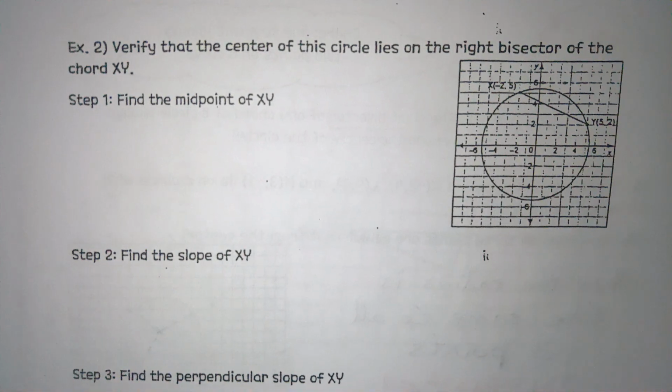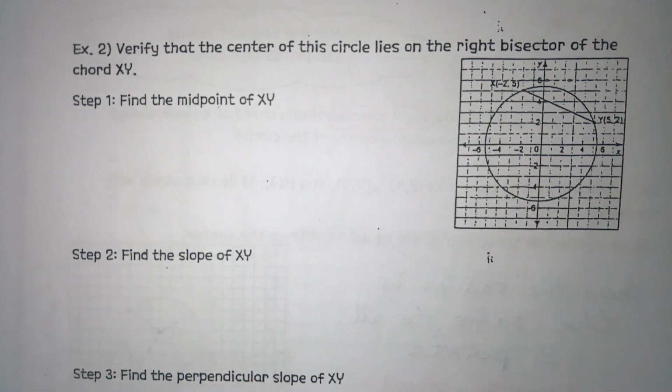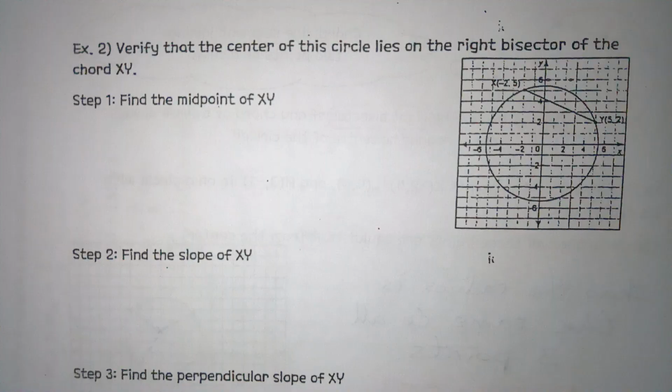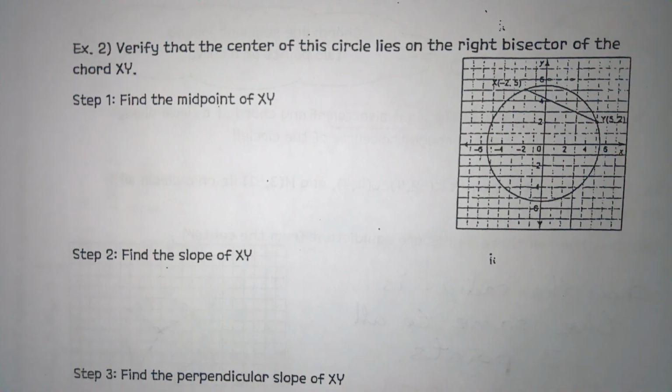Yeah, for that one, that's all you do. You've already proved that. That's the center. Example 2. Verify that the center of the circle lies on the right bisector of xy.